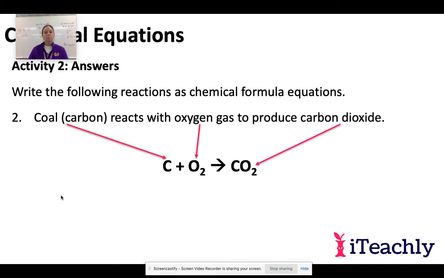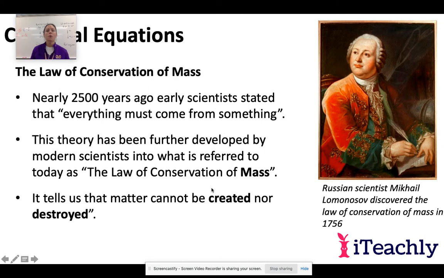So let's look at the other one. We have carbon, C, plus oxygen, which is O2, produces, so we need our yield sign, carbon dioxide. That would be CO2. So C plus O2 yields CO2. Much easier, right? Look at how long that sentence was. Look at how short this sentence is. Much easier to write.